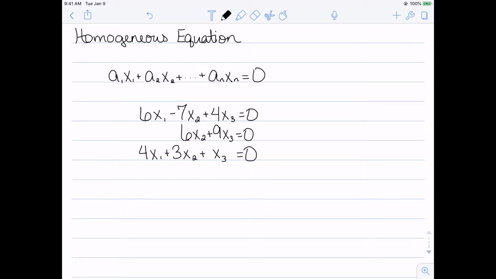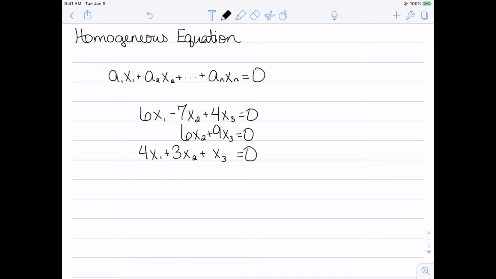So here's an example of a homogeneous system. We have 6x1 minus 7x2 plus 4x3 equal to 0, 6x2 plus 9x3 equal to 0, and 4x1 plus 3x2 plus x3 equal to 0.